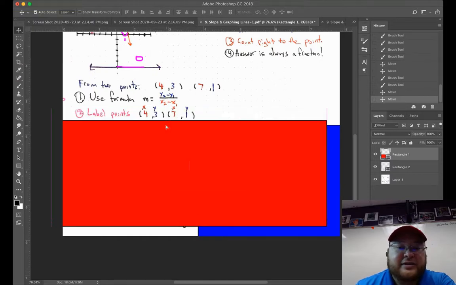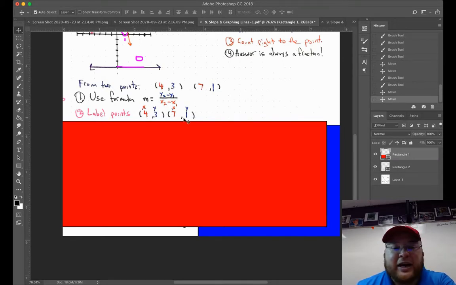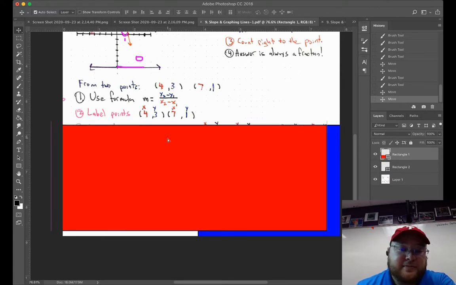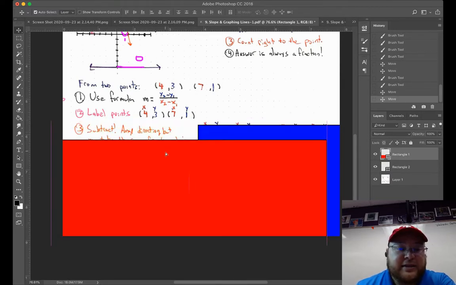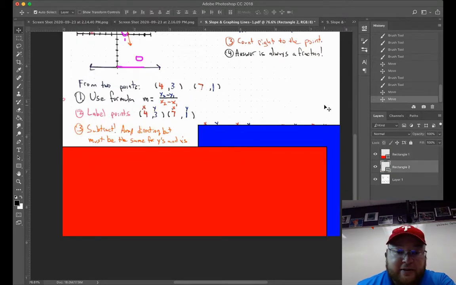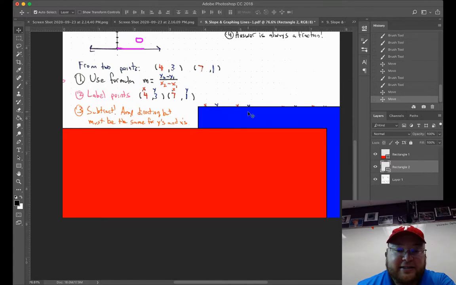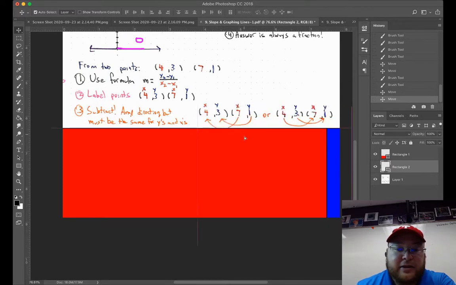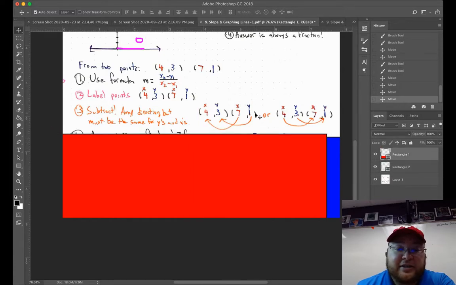So step 1, use the formula. I guess these are kind of like step 1 and 1a: you don't have to do this if you're super confident, but you can label your x's and y's. Okay, next step, subtract in any direction, but it must be the same for the y's and the x's. That's why I like to draw arrows when I do this, so I remember what direction I'm subtracting in. So 1 minus 3, 7 minus 4.